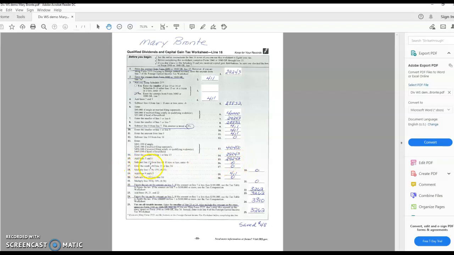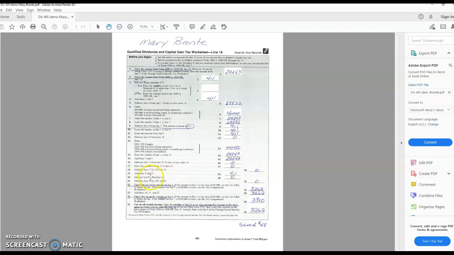Line 16, subtract 15 from 14. If 0 or less, enter 0. So, of course, 29,243 minus itself is 0. Line 17, enter the smaller of line 12 or line 16. Well, line 12 and line 16 are both 0, so that's 0. Line 18, multiply line 17 by 15%. So 0 times 15% is 0.